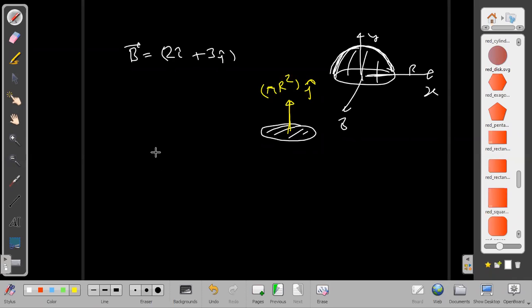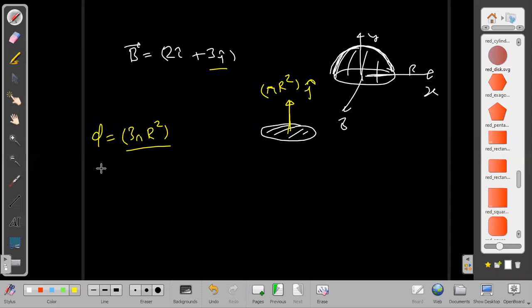So now you tell me what will be the value of flux. Take the dot product, simple. I dot j is 0, j dot j is 1. So what answer are we getting? That is the magnetic flux, B into pi r square, simple.